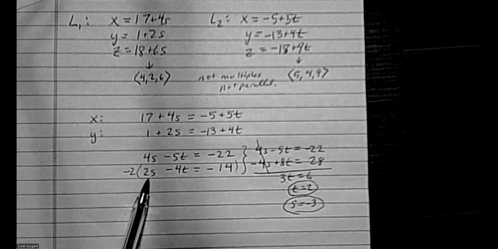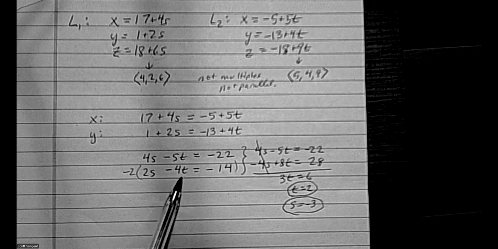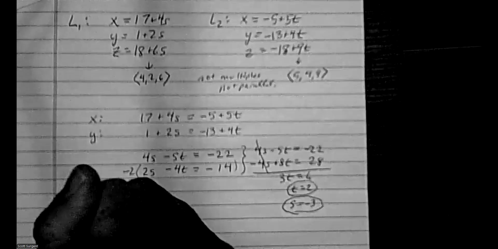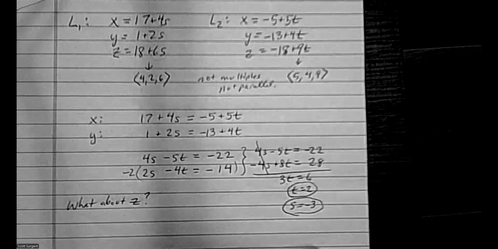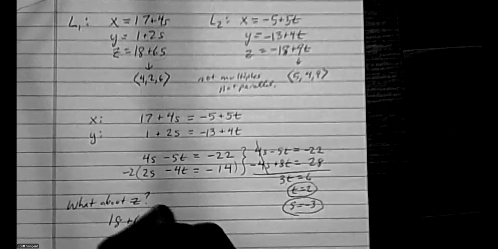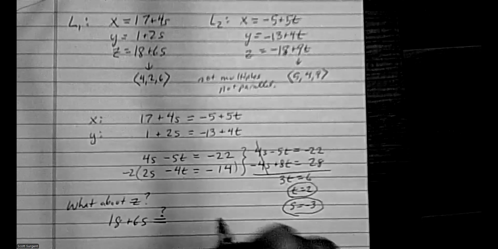Let's just double check. If I put a negative 3 here, that's negative 6. 2 there, negative 8. Okay, that works out. Now, here's the big thing. I only did it for x and y, right? So what about z? Well, we have to take the z equations up here. I'll put an equals question mark.